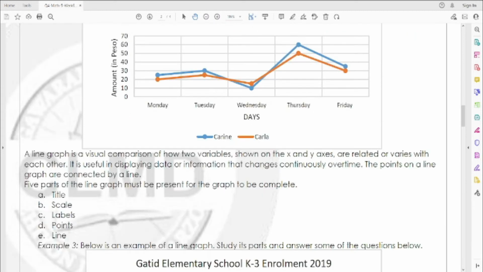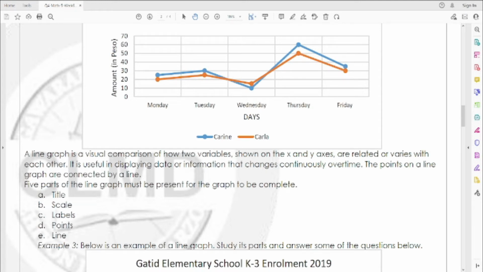A line graph is a visual comparison of how two variables shown on the x- and y-axis are related or vary with each other. It is useful in displaying data or information that changes continuously over time. The points on a line graph are connected by a line. Five parts of the line graph must be present for the graph to be complete.